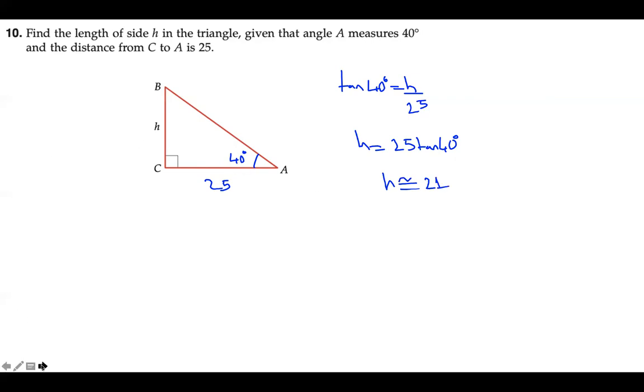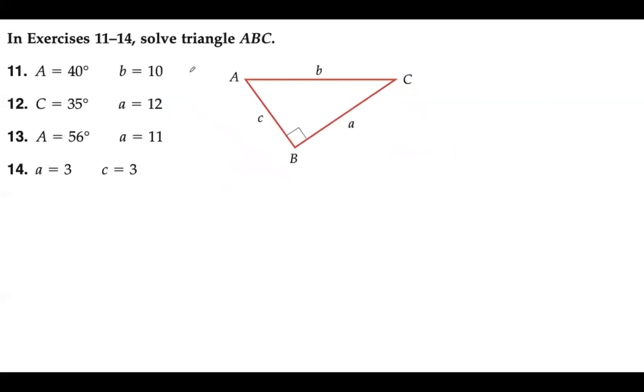Okay, now the next question. Solve triangle ABC. So here we have four questions, 11, 12, 13, 14. And if you check out the questions, 11, 12, 13, they are similar to each other. But question 14 is a little bit different. It doesn't mean it's hard. They are all easy. So I am going to solve just 11 and 14 because 12 and 13, they are similar to 11. So let's use this triangle for question 11.